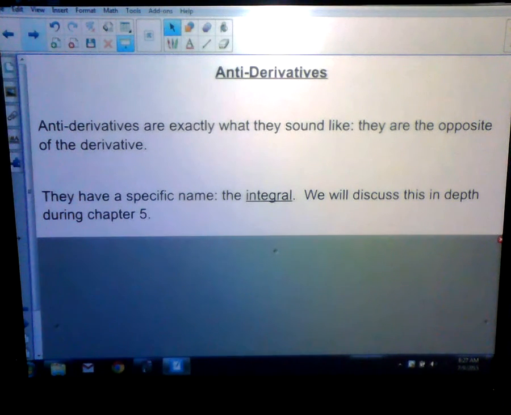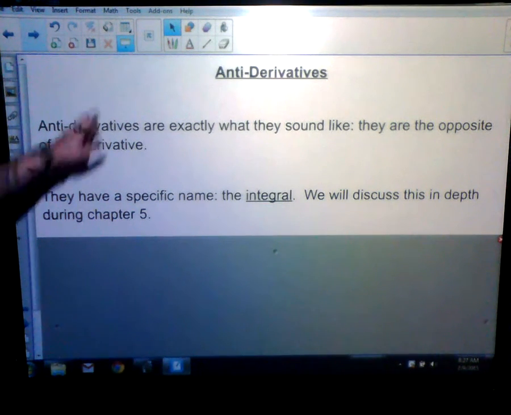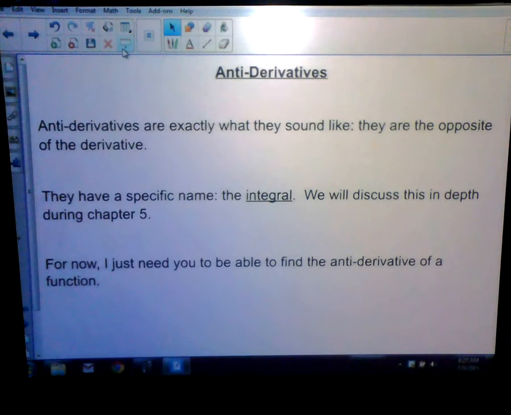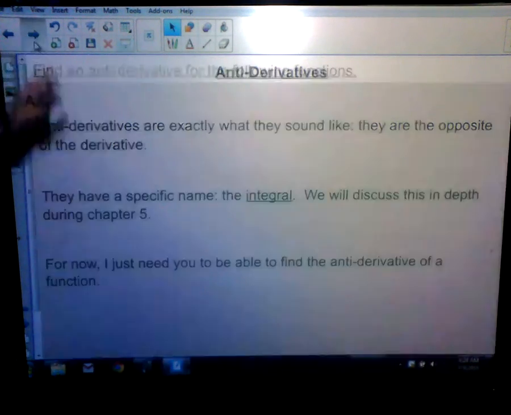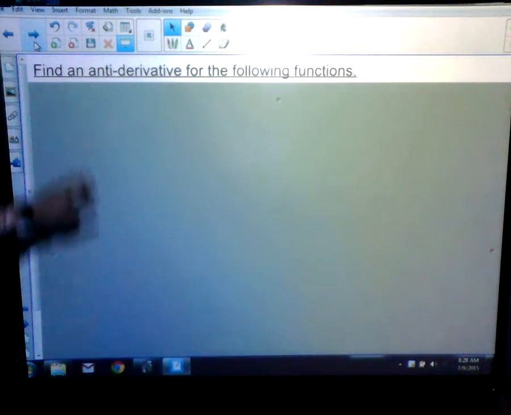The antiderivative is the process that we use. We'll go into more detail in that in chapter 5. That's really what chapter 5 is about, is integrals. For now, I just need you to be able to find the antiderivative of a function. So today, we're just going to work on the mechanics of an antiderivative and not what they mean. Okay? So let's start off with some easy ones.